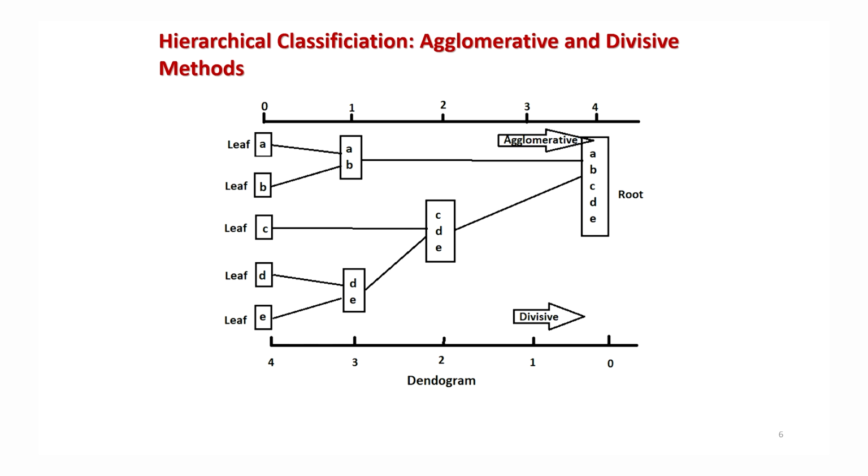But first we try to understand the different notations here. Suppose I take 5 units indicated by A, B, C, D and E, and they are each contained in one cluster. These clusters are indicated by rectangles. These clusters are called a leaf. And finally, towards the end, there is only one cluster containing all the units A, B, C, D and E. This is called a root. So these are the standard terminologies in cluster analysis.